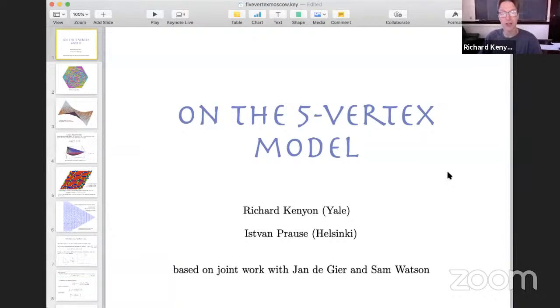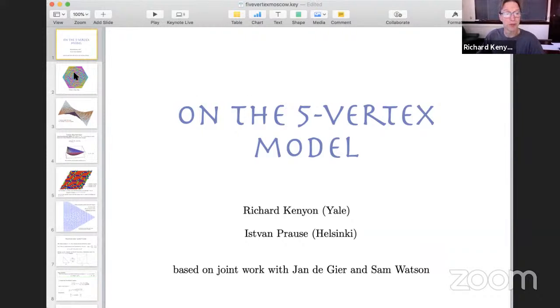Great. Okay. I'm going to talk about the five vertex model and about some general class of statistical mechanics models, of which the five vertex model is just one. This is going to be mostly based on joint work with István Prause, who's at Helsinki, and based on earlier work with Jan de Gier and Sam Watson. Jan is in Melbourne and Sam is at Brown.